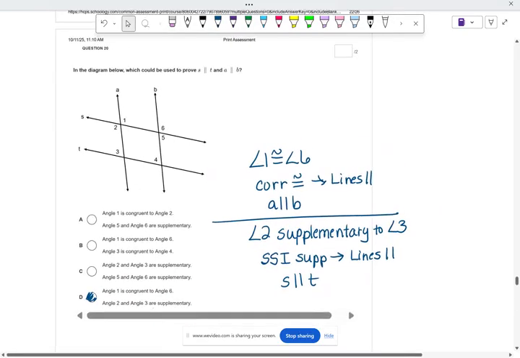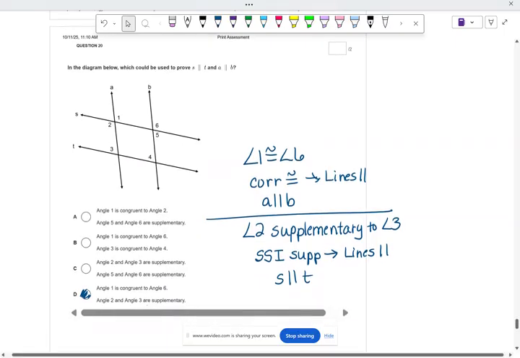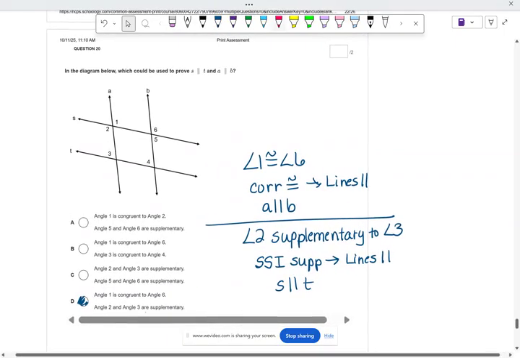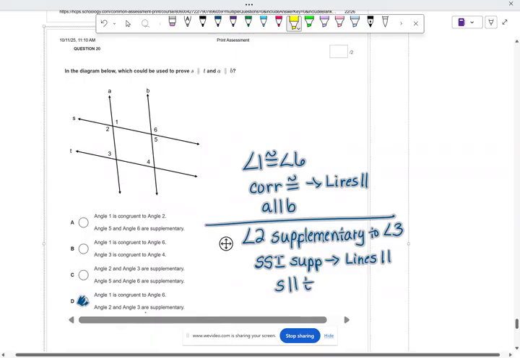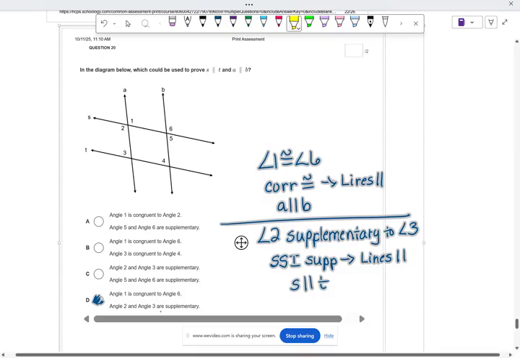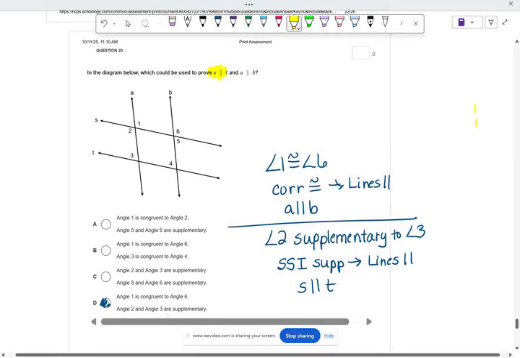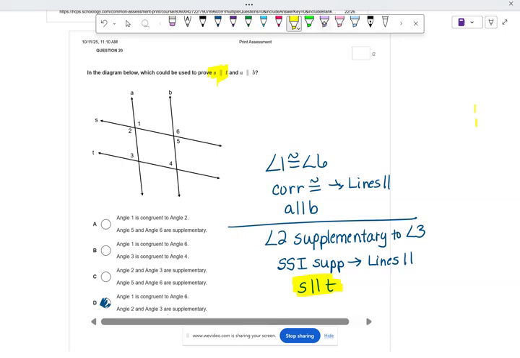All right, now let's go back and check. Did we prove everything that they wanted us to? It said in the diagram, which could be used to prove that line S is parallel to T. We have that one. And line A is parallel to line B. We have that one. Y'all, none of the others would prove it. If you need me to go over why A, B, and C don't work, please see me individually. For test corrections, I only showed you the one that did work and why.